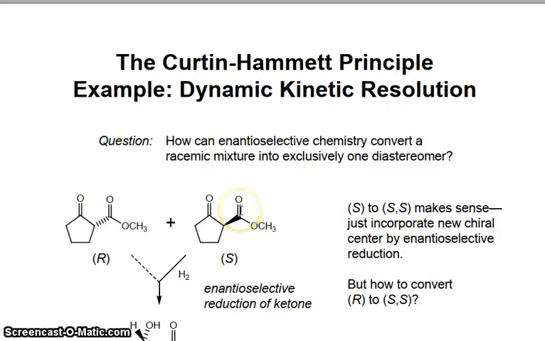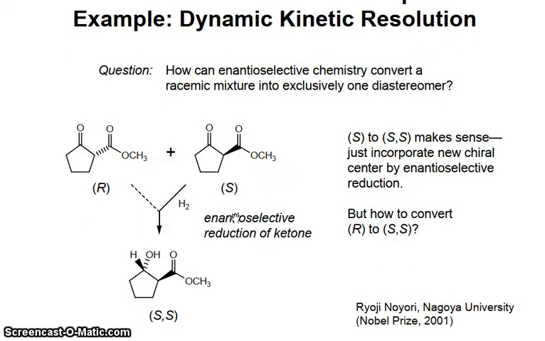Now friends, for the Curtin-Hammett principle, I will give the example of dynamic kinetic resolution. The question: how can enantioselective chemistry convert a racemic mixture into exclusively one diastereomer? So look here, this is the R and this is the S, and this is the enantioselective reduction of ketone forming SS. So H2 to SS makes sense, just incorporating a new chiral center by enantioselective reduction. But how to convert R to SS? This is the question.